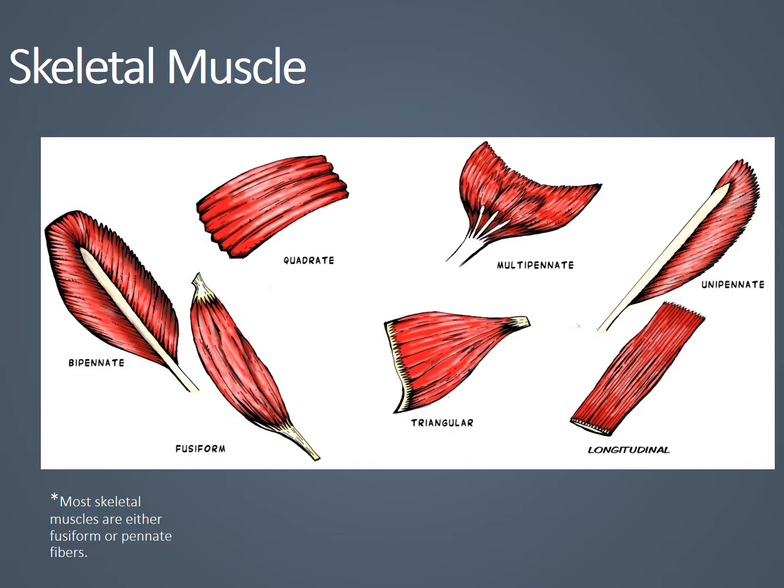This slide just shows examples of what each muscle looks like to give you an idea of how the fibers run. Most skeletal muscles are either fusiform or pennate type fibers.